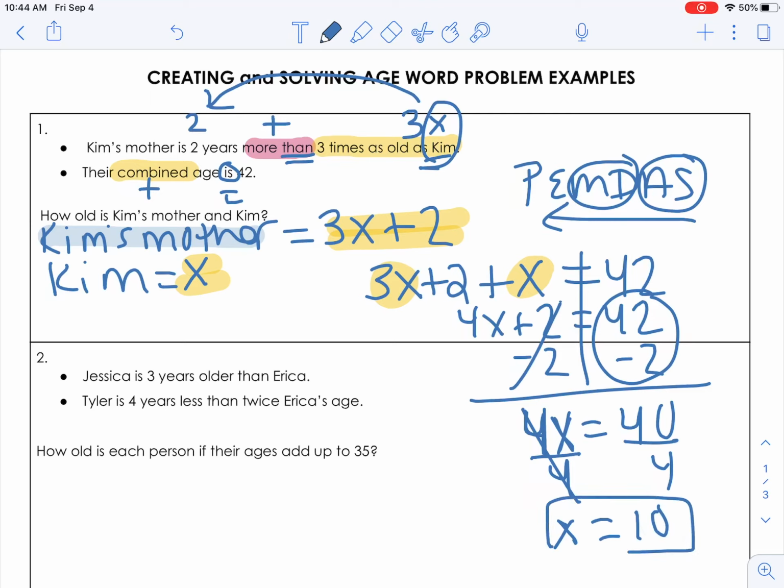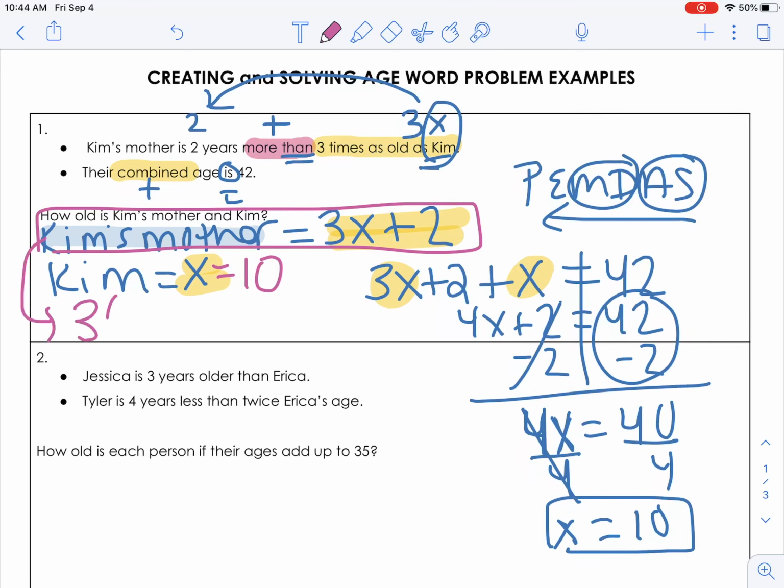Notice x is 10, so if I go up here to my clue box, we can see that Kim is x, so Kim is 10 years old. Kim's mother is represented by 3x plus 2, so that's 3 times x plus 2. We just found out that x is 10, so we can plug that in. So Kim's mother is 3 times 10 plus 2. 3 times 10 is 30, plus 2 gives us 32. So when it says, how old is Kim's mother and Kim? Kim's mother is 32, Kim is 10.